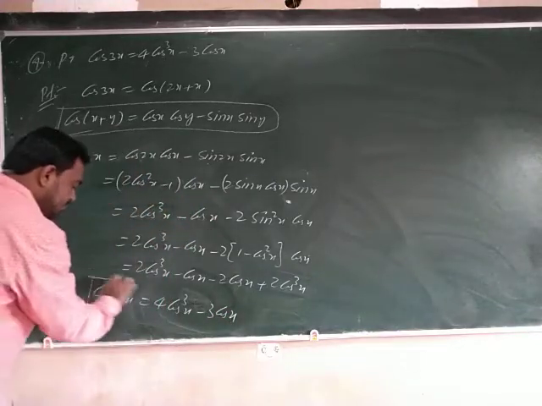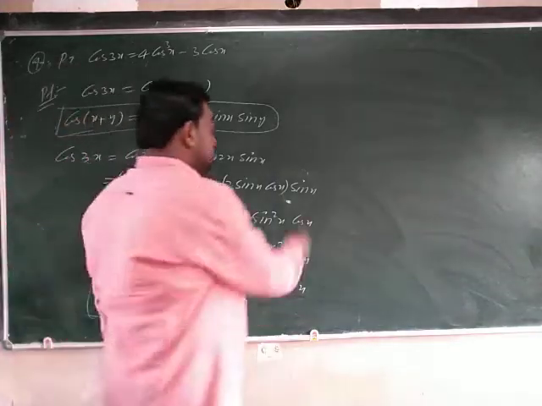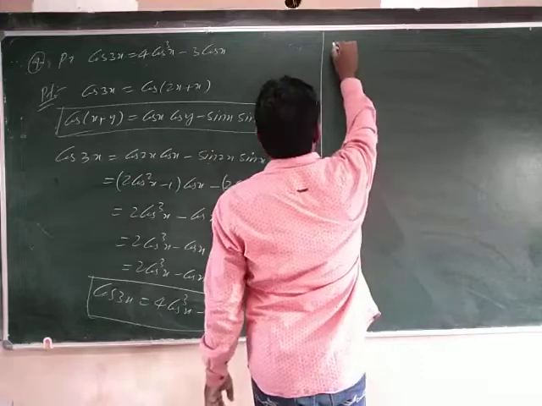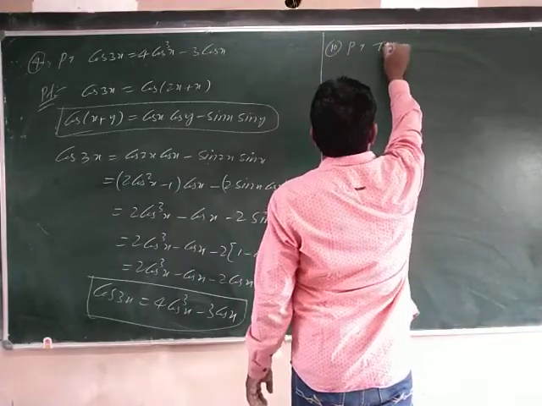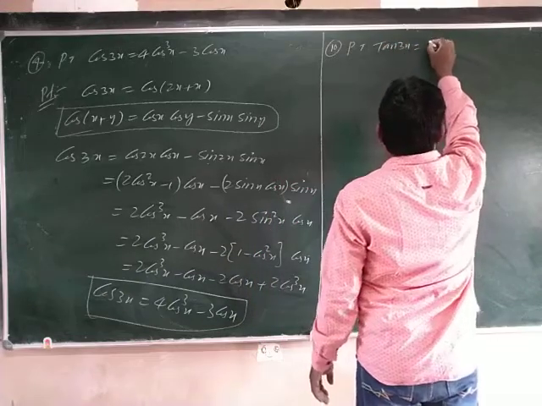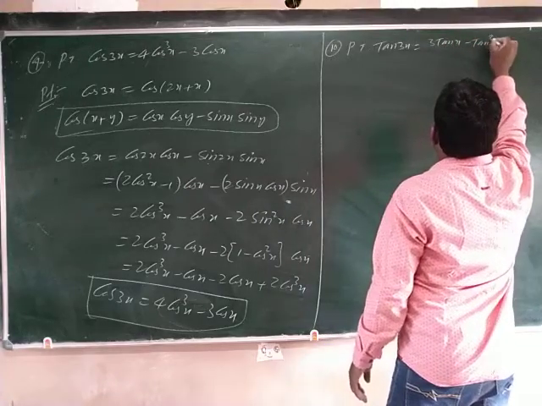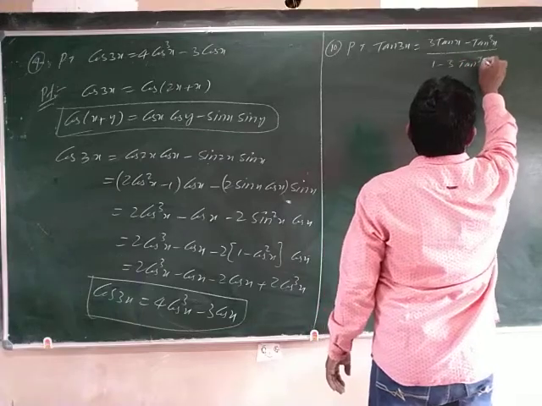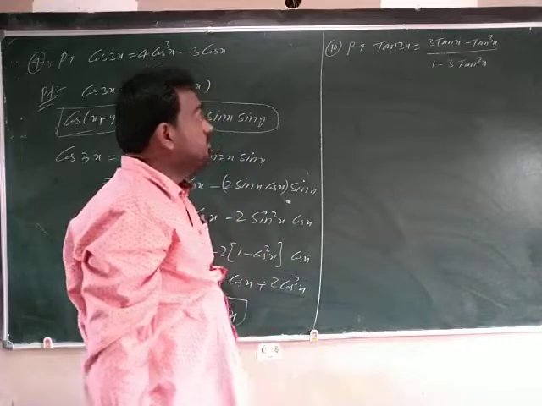So this is done. Next one, 10th one. Prove that tan 3x is equal to 3 tan x minus tan cube x by 1 minus 3 tan square x. So this is our 10th one.